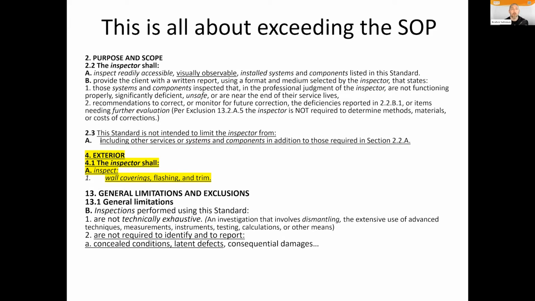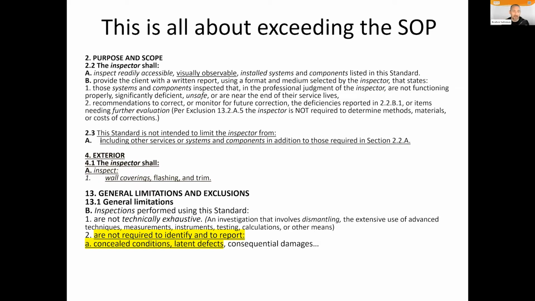And then what do our standards of practice tell us about inspecting the exterior? How are we supposed to do it? Our standards don't tell us how to do it. Our standards say, for instance, on the exterior, we shall inspect the wall coverings, flashing, and trim. Well, how do we do it? Do we use a moisture meter? Do we peel back siding? What is this supposed to entail? It doesn't give us any direction, just says you shall inspect it. That's it. So the standards are vague about exactly how we're supposed to do our job. We need to fill in all the gaps.